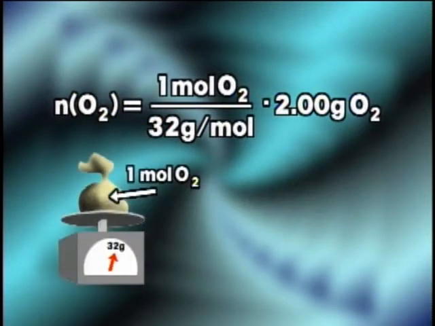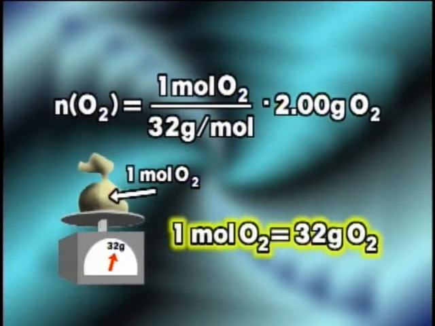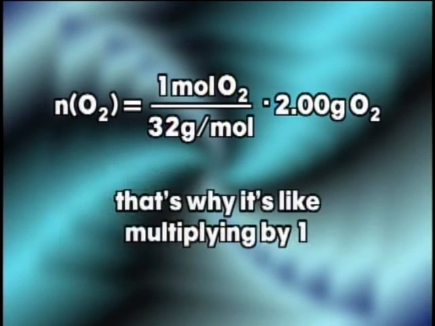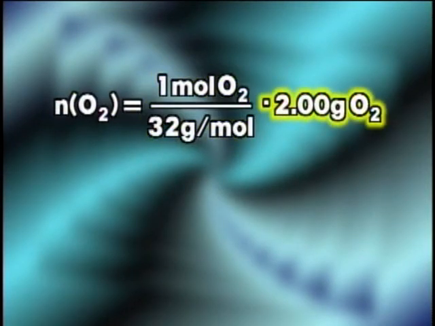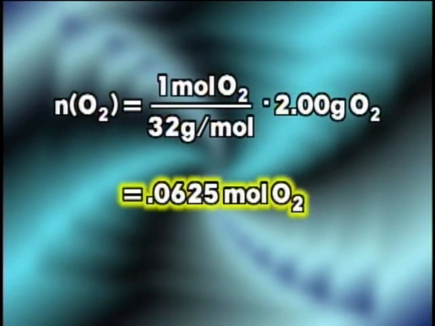See, if you weighed out 1 mole of oxygen molecules, it would weigh 32 grams. So in effect, 1 mole of O2 and 32 grams of O2 are the same thing. That's why it's like multiplying by 1. 1 mole of O2 over 32 grams of O2 multiplied by our 2 gram sample gives us 0.0625 moles of oxygen molecules.